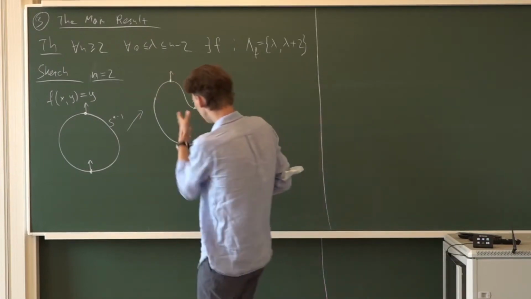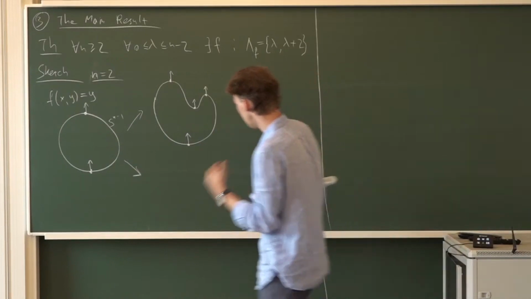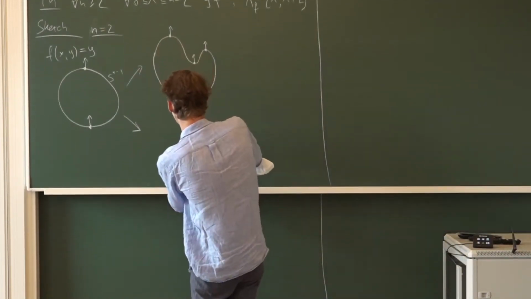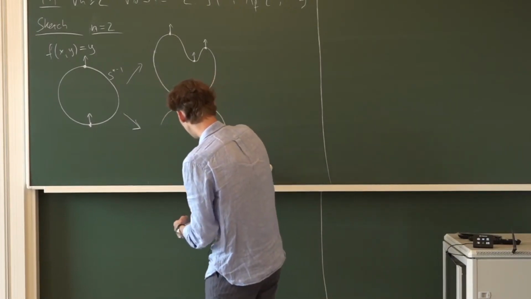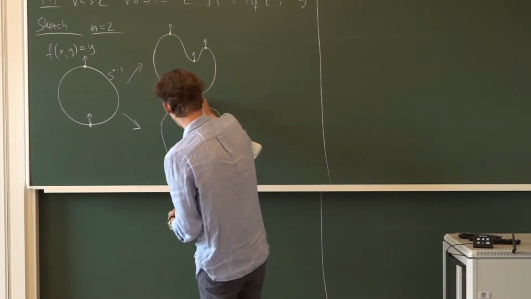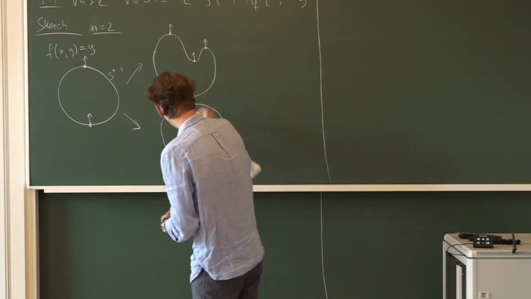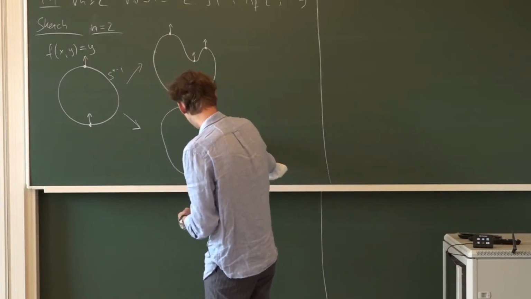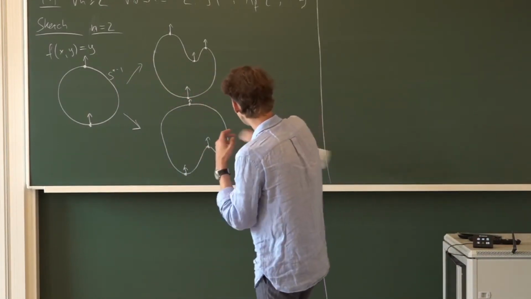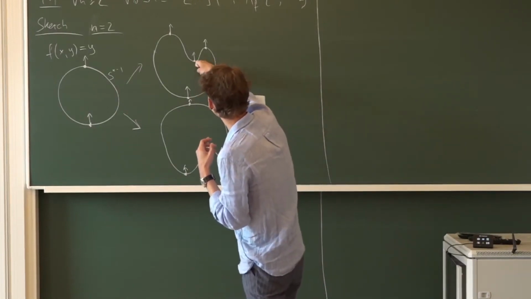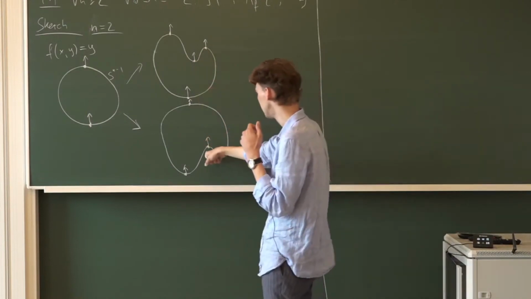Okay, that was one way to transform our circle, and the other way is to do it like this. So still four critical points, but now here the gradient points out at the newly created critical points, and here it points in.